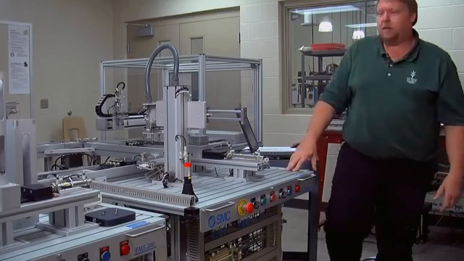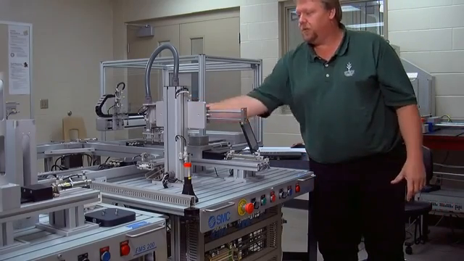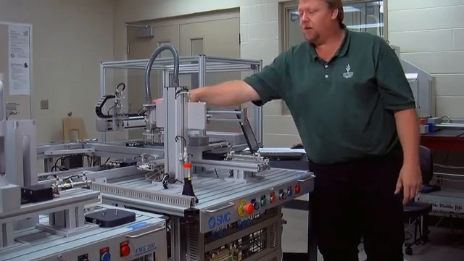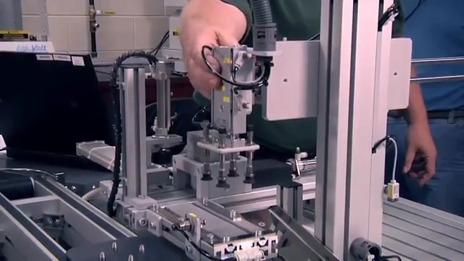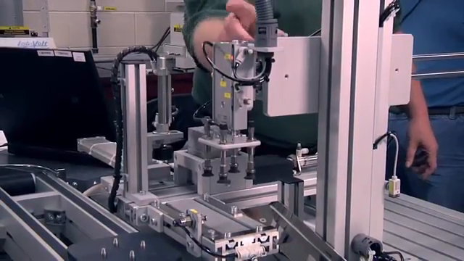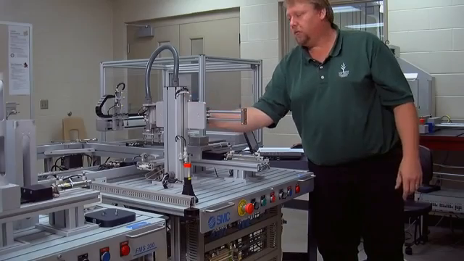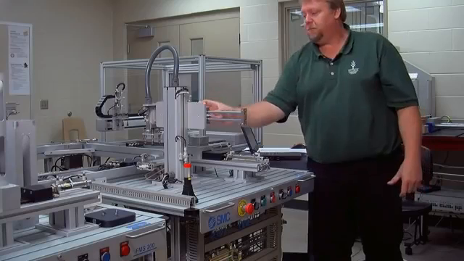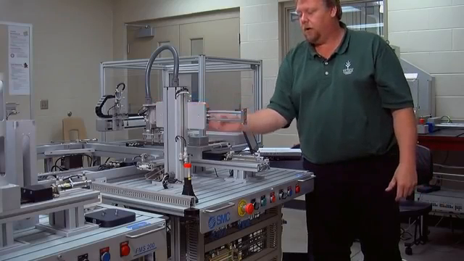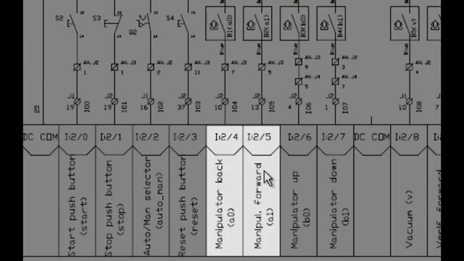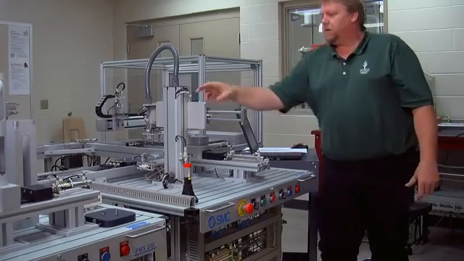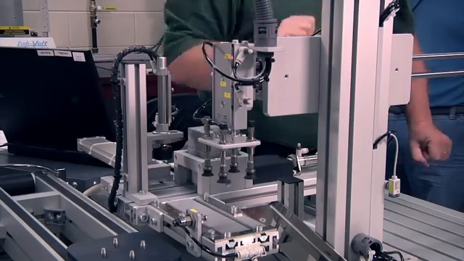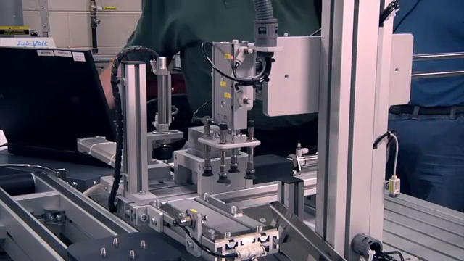manipulator back, and the manipulator back is referring to this actuator right here. So when it is in its normal state, it is back. You can see that the actuator attached to here is in the back position. Manipulator forward, which is the next input, is labeled I:25. Manipulator back and manipulator forward, I:24 and I:25. So when this cylinder energizes, it's going to take this out here and back and forth. That's why they labeled them accordingly.